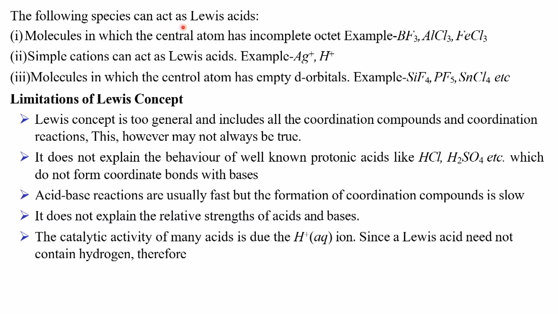And the following species can act as Lewis acids: molecules in which the central atom has an incomplete octet, for example, BF3, AlCl3, FeCl3, etc. Simple cations can act as Lewis acids, for example, Ag plus, H plus, etc. Molecules in which the central atom has empty d orbitals, for example, SiF4, PF5, SnCl4, etc. So what are the limitations of the Lewis concept?